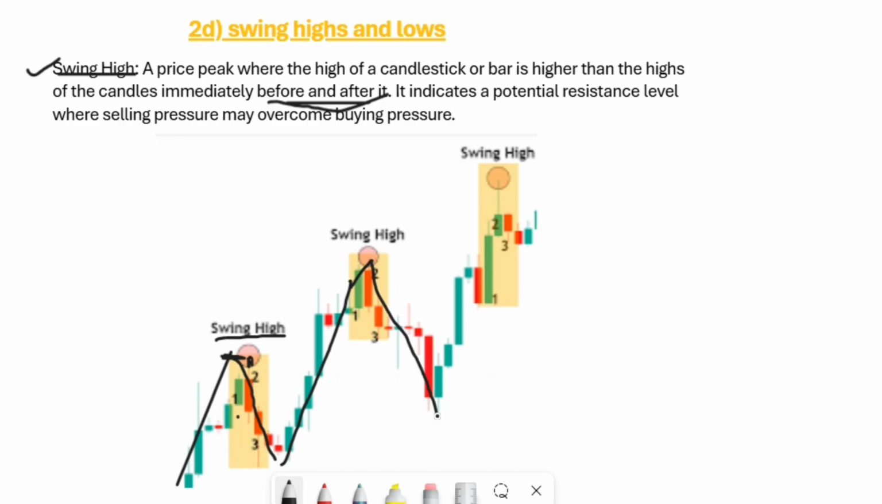Okay. Then you have another swing high. Look at the first candle before this swing high around here. This one is the third one after the high. After this swing high, you have a third candle. They are lower than the high. A price peak where the high of this candlestick or bar is higher than the highs of the candles, the first one and the third one, immediately before and after it. It indicates a potential resistance level where selling pressure may overcome buying pressure. This is the swing high. Now let us look at the swing low. Swing lows.